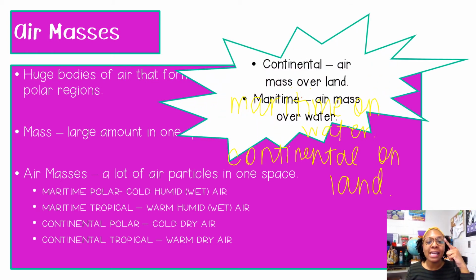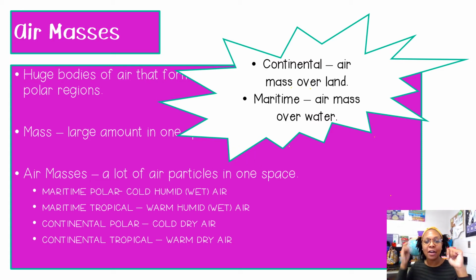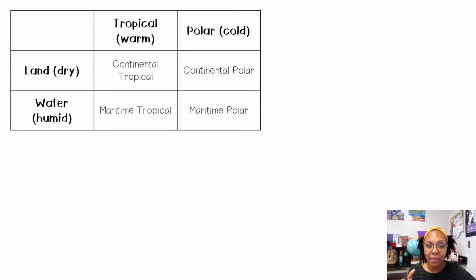All right. So now, oh, there it is. I know I had a. All right, so continental air mass over land, maritime is an air mass over water. All right, feel free to pause this video to write down your notes, rewind, do whatever you need to do. All right, next we have a table.